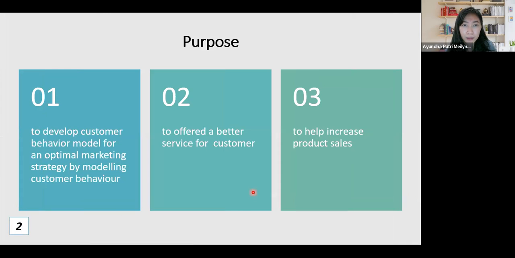And this is the purpose of my research. The first one is to develop a customer behavior model for an optimal marketing strategy by modeling customer behavior. The second one is to offer a better service for customers. And the last one is to help increase product sales.